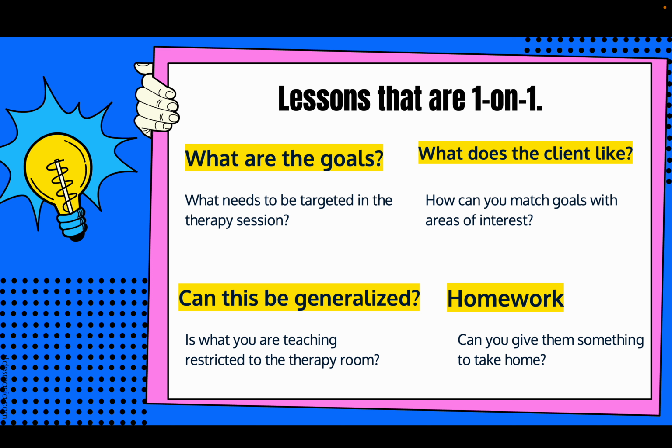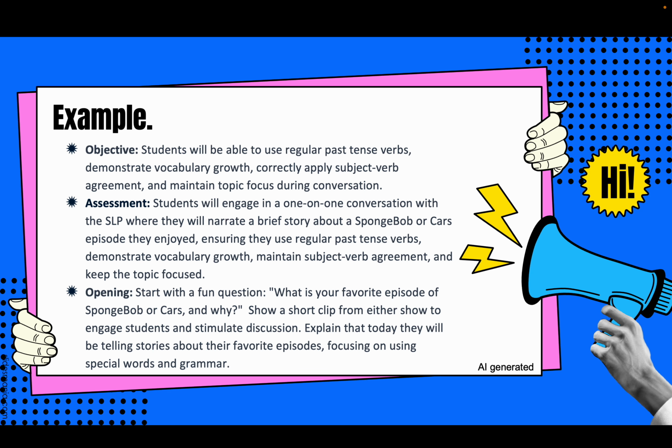So you're going to make a lesson plan that looks at their goals, the client likes, can be generalized, and if you can send homework home, that would be great as well. So here's just an example, and I do want to point out that this is an AI generated example. So I just asked AI to help, and this is that Magic School that I was telling everyone about, and I'll teach you how to use this in class.